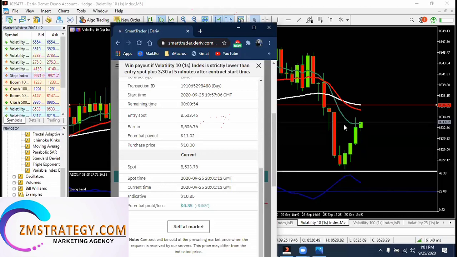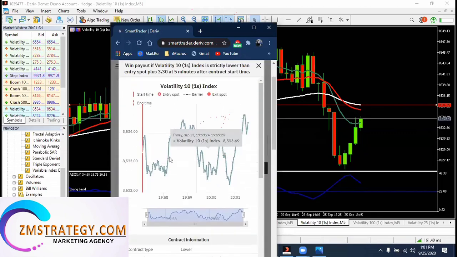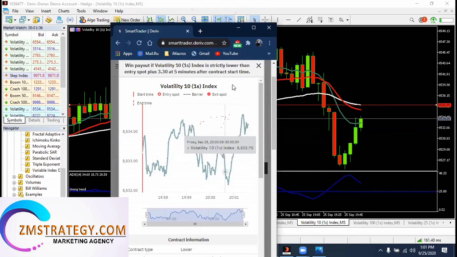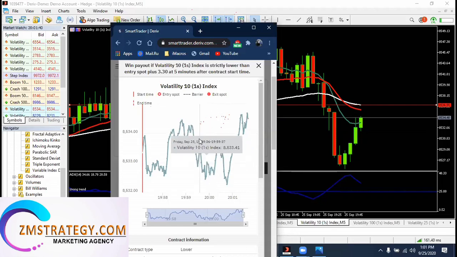Like I said, before you can lose this trade, this market must go above your barrier, which is the barrier which I was able to mark here. But if the market stays below this line, definitely you end up with a profit. So let's see the chart. Now the barrier is still at the top.